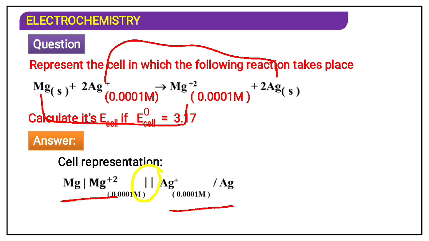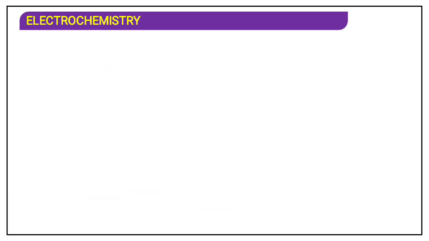Why? Because on the left side of the salt bridge oxidation occurs, and on the right side of the salt bridge reduction occurs. That is a major concept here. While writing the cell, you need not mention the stoichiometric coefficient. See here, the Ag stoichiometric coefficient is 2, but I am not mentioning it here. I hope you understand, guys. That is very important. And after that you should write the concentrations.